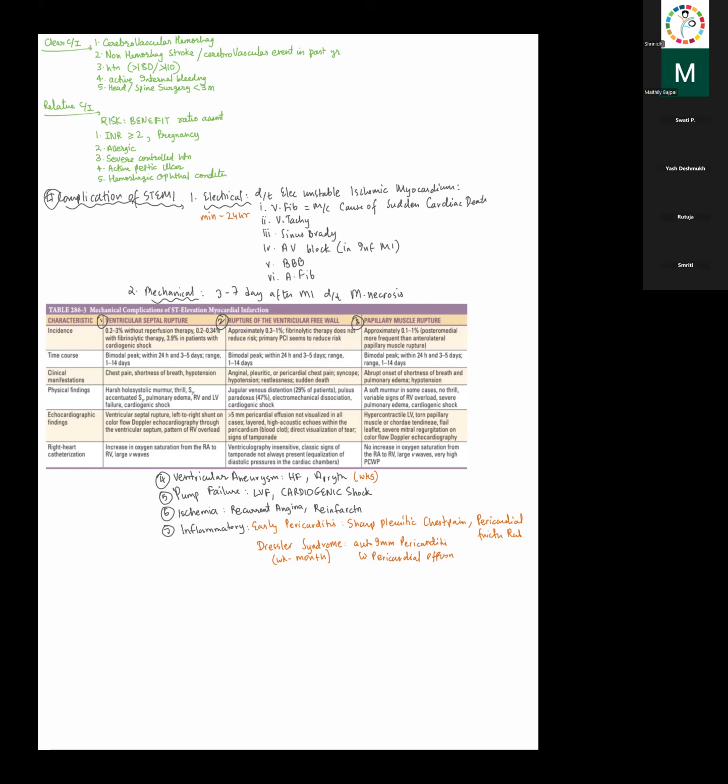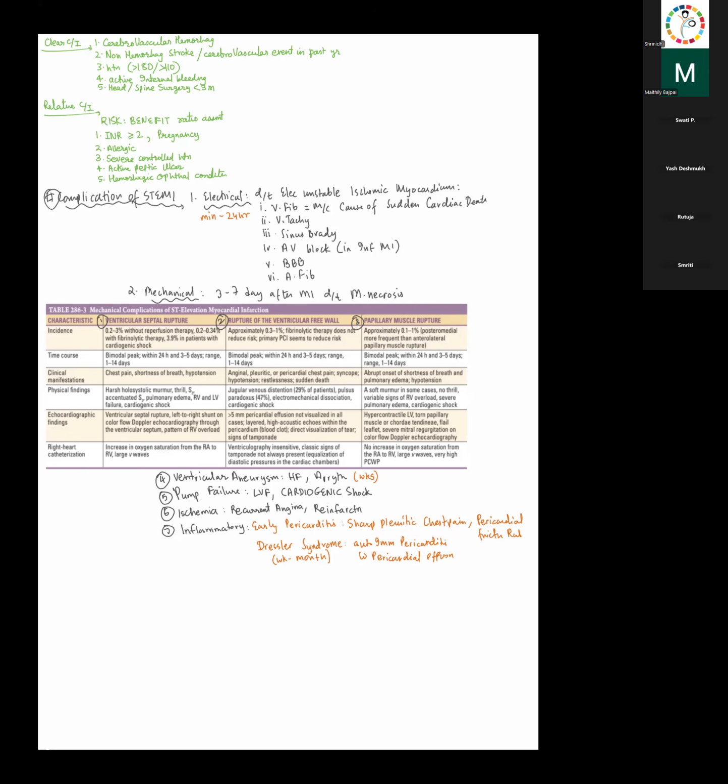So, ventricular septal rupture incidence is 0.2 to 3% without reperfusion therapy, and it has a bimodal peak. It can occur within 24 hours and at 3 to 5 days. It manifests as chest pain, shortness of breath, and hypotension. On physical findings, a harsh holosystolic murmur and thrill, and a loud S2 are heard. On color flow Doppler echocardiography, a left to right shunt is seen through the ventricular septum, and a pattern of RV overload is seen.